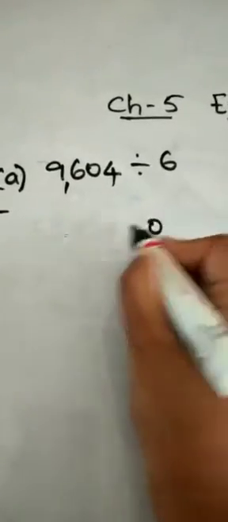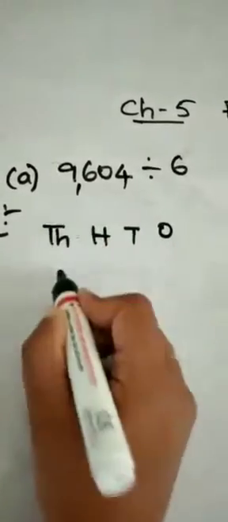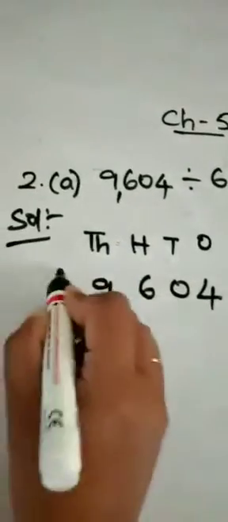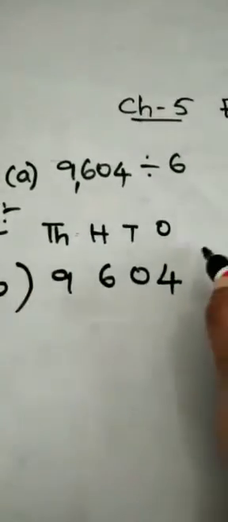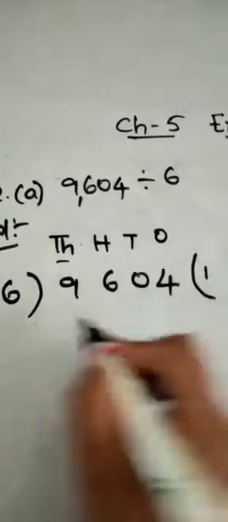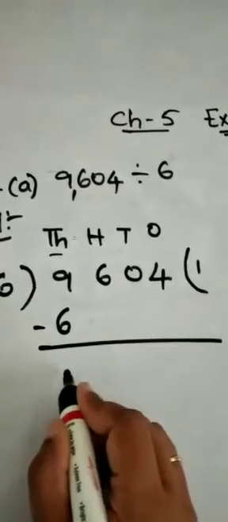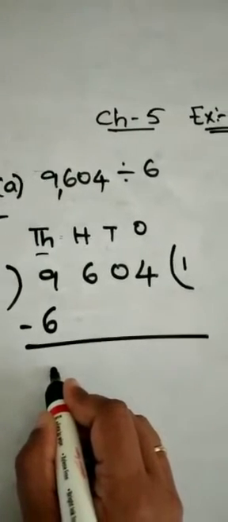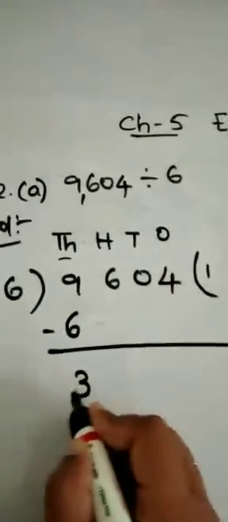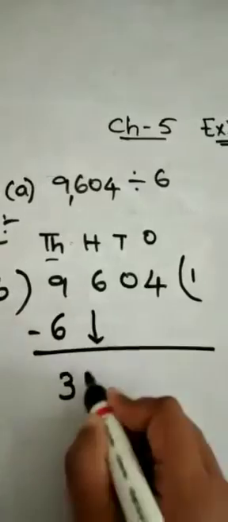Ones, tens, hundreds, thousands. Let us start with the highest digit, that is thousands. So 6 ones are 6. So 9 minus 6 is 3. We cannot divide 3 by 6, so we have to bring this 6 down.